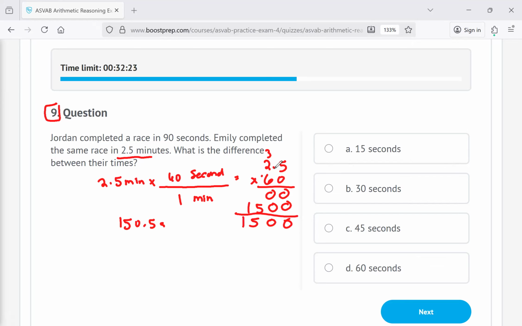And then I count how many decimal places there are in total, which is 1. So move this 1 place. So it's actually 150 seconds. So all you've got to do is do 150 minus 9. That's it.